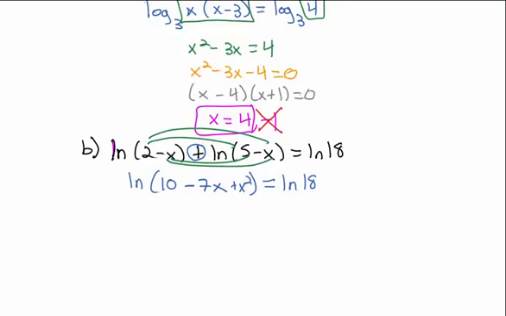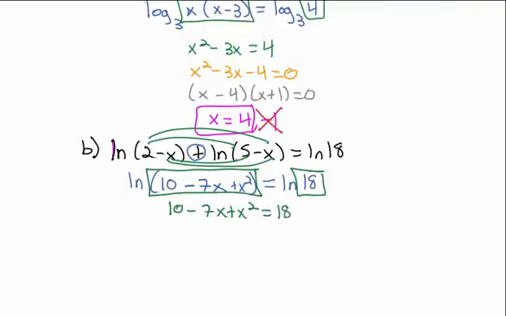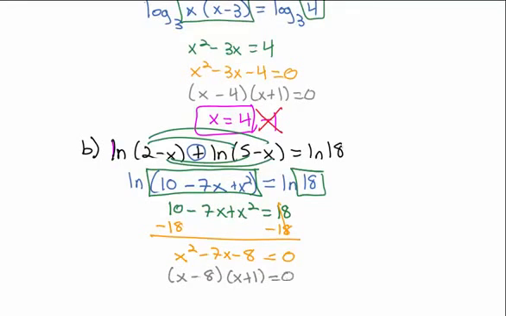Now we've got the same base on both sides. Remember, natural log means base e. If they've got the same base, then the inside stuff must be equal. 10 minus 7x plus x squared must equal 18. Making it equal to 0 by subtracting 18 from both sides. We'll also put it in order as we do this. x squared minus 7x minus 8. Factor. x minus 8, x plus 1 equals 0. Set each factor equal to 0, and x equals 8 and negative 1.